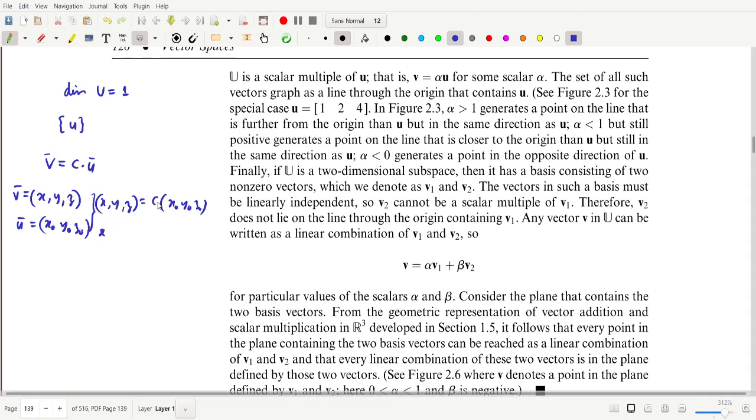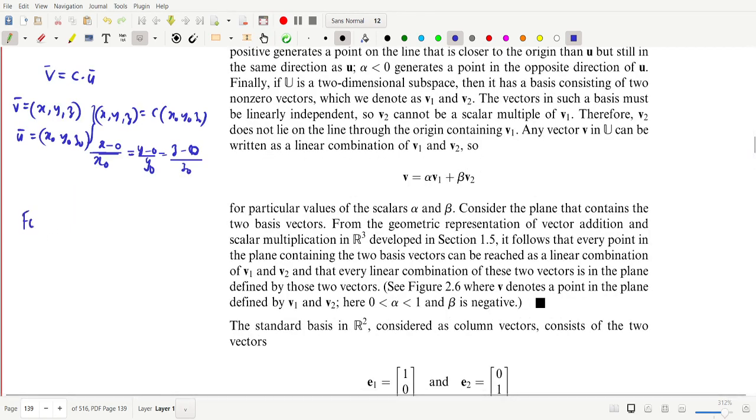From this you can write x equal to C x naught, that is x by x naught equal to C, that is x minus 0 by x naught equal to C. Similarly, y minus 0 by y naught is also C, and that is equal to z minus 0 by z naught. So from this you can say that this is a straight line passing through the origin, where x naught, y naught, z naught are fixed numbers. Then this (x, y, z) lies on a straight line passing through (0, 0, 0), which shows that the graph of U is a straight line.